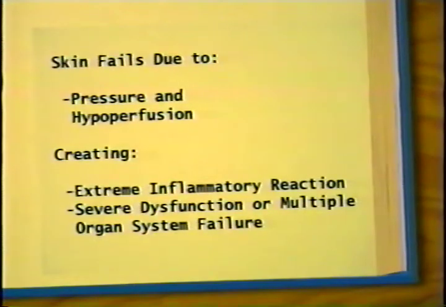Is there a definition of this emerging concept? Yes, in 2003, Dr. Diane Langemo proposed the definition of skin failure as a condition where the skin fails due to pressure and hypoperfusion, creating an extreme inflammatory reaction concomitantly with severe dysfunction or failure of multiple organ systems, of which the skin is one. Dr. Aiello, that's very helpful. Perhaps you can discuss another aspect of pressure ulcer care.